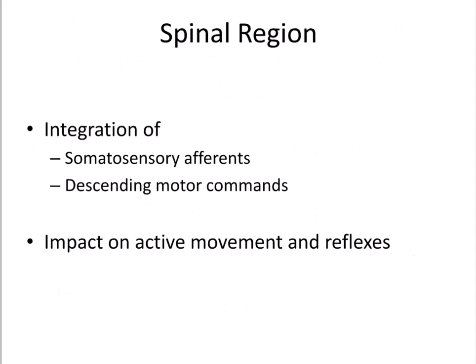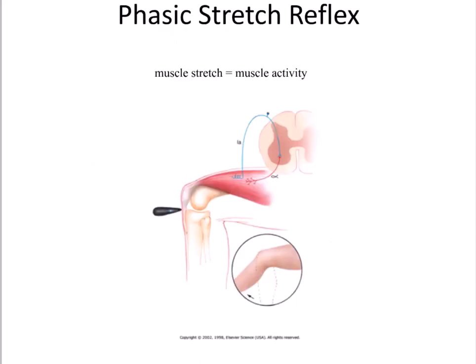The spinal region is also important for normal resting muscle tone. In the spinal region, you're going to have the integration of somatosensory afferent signals as well as the descending motor commands. Both of these regions have an impact on active movement as well as reflexes. Hopefully this is still a review for you.